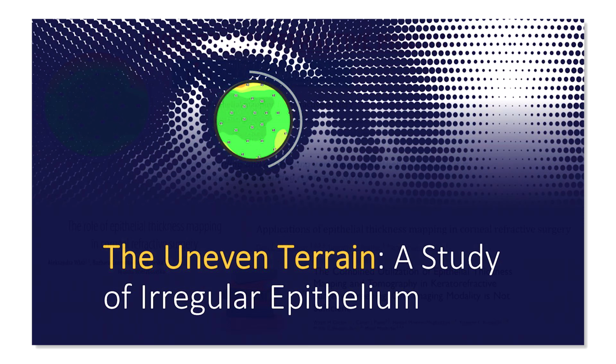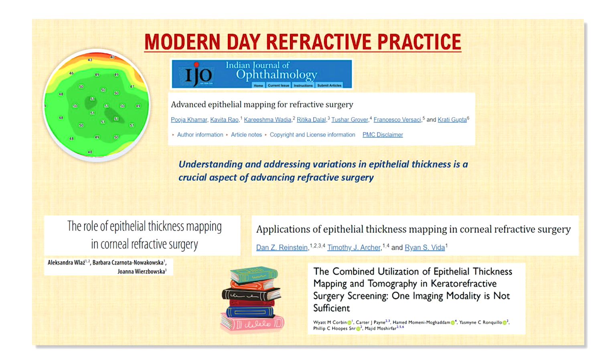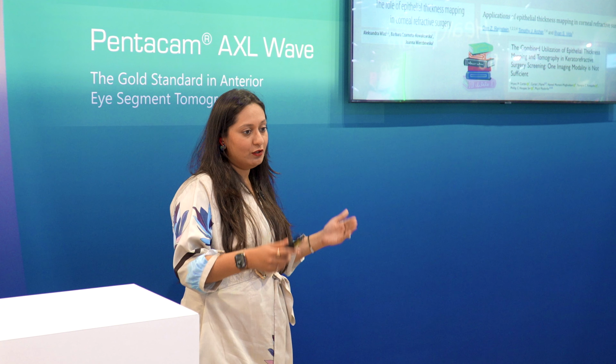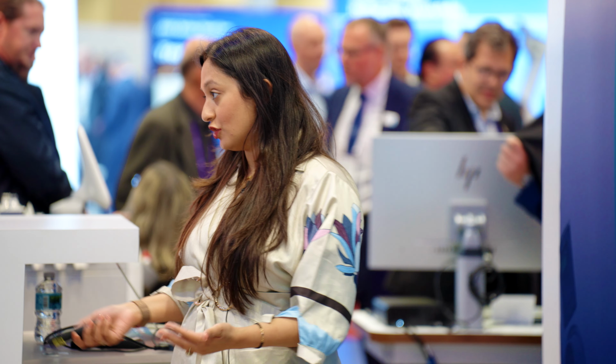So in modern-day refractive surgery, a lot of people ask, do I need an epithelial map or not? I think we are going towards an era where topography or tomography is a must, but epithelial mapping is also equally important when you look at a corneal map when you're deciding on refractive surgery. So epithelial mapping is becoming a must.